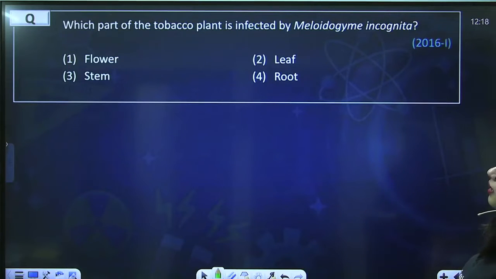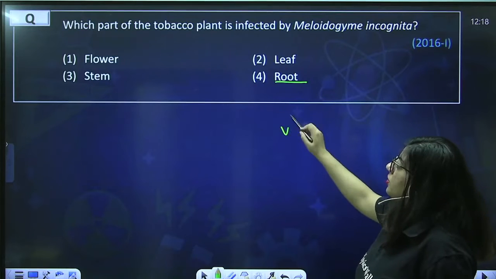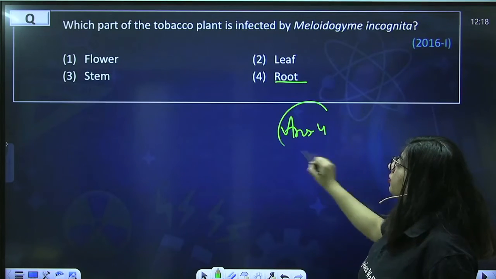Which part of the tobacco plant is infected by Meloidogyne incognita? Very simple, the root. Answer is 4.